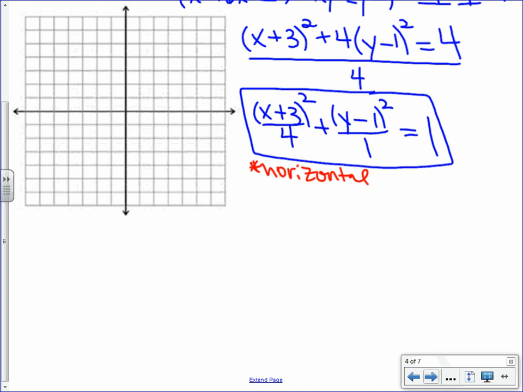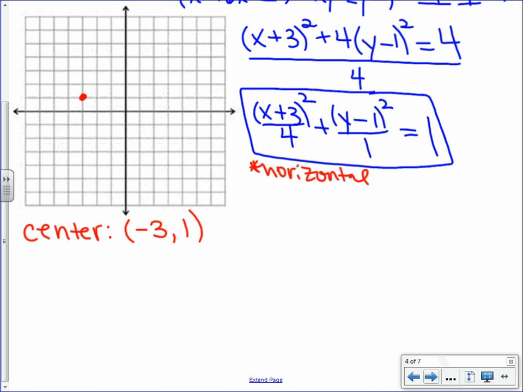Okay, the first thing we need to identify is our center. Where is our center? Negative 3 what? X minus h, y minus k. Good. Now let's talk about a and b.